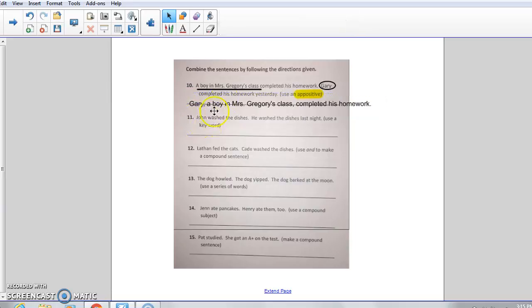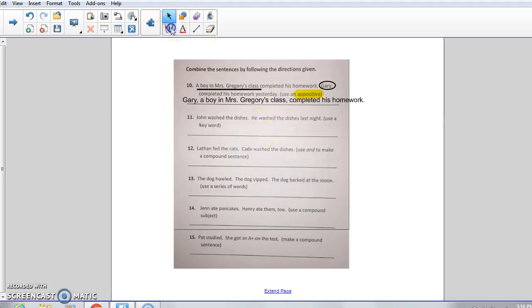We have an appositive phrase that tells more about Gary. We could cut it out and still have a sentence. Gary completed his homework makes perfect sense. You could have also reversed these where you said a boy in Mrs. Gregory's class, comma, Gary, comma, completed his homework. That would also be fine, but make sure you have your commas surrounding the extra added information.